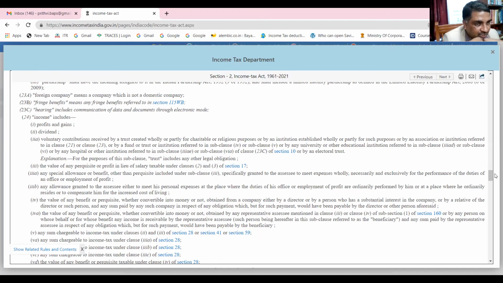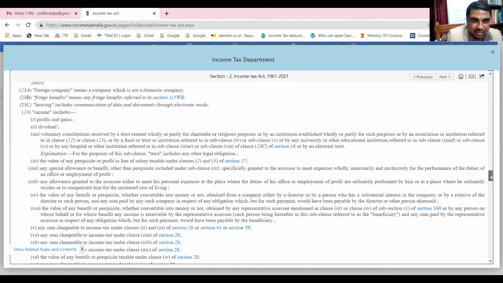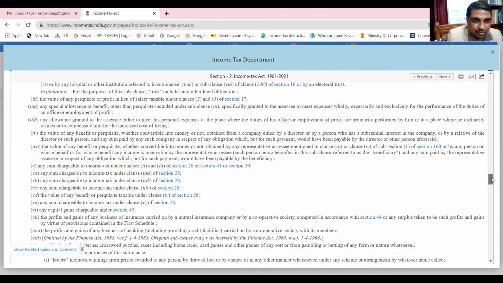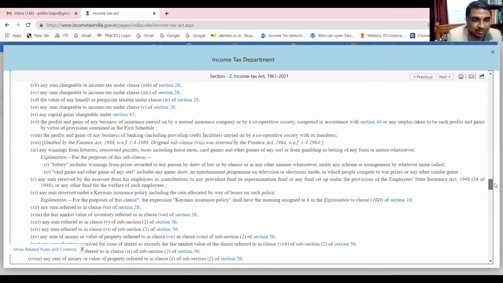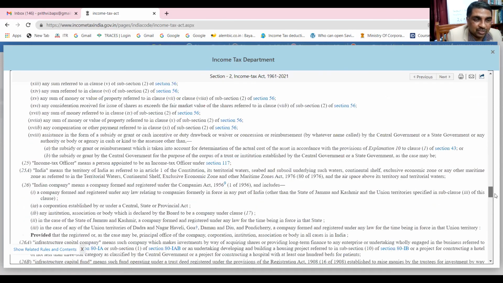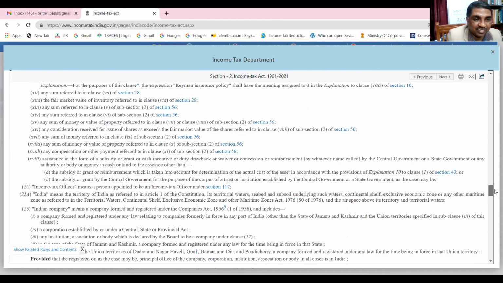Now just have a look at this and tell me what kind of definition it is. Is it an inclusive definition, exhaustive definition, or inclusive and exhaustive definition? Inclusive. Okay. If you look here, you can understand it says income includes certain things. You see so many things are included here. So we need to understand what all these things are.